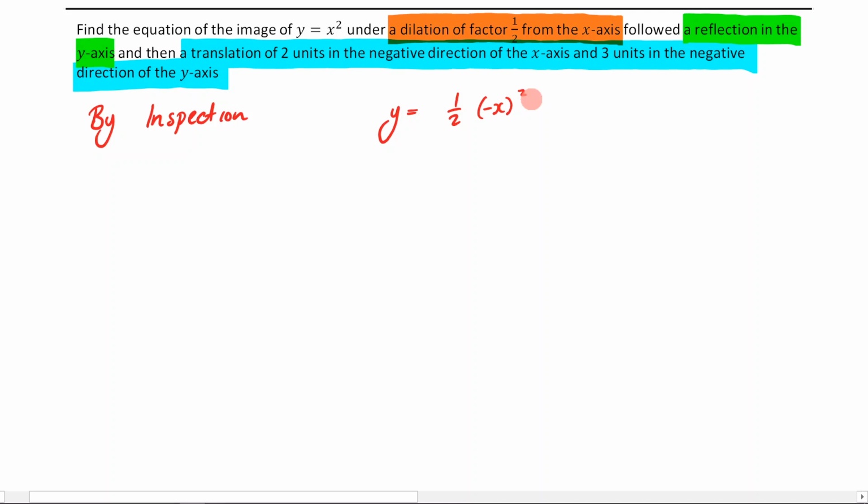Now, here's the important part. If I do that, what is negative x squared? Well, when I square a negative, it just becomes a positive, and I'm just going to end up with x squared. So it doesn't change.